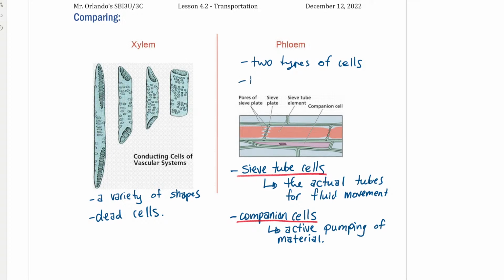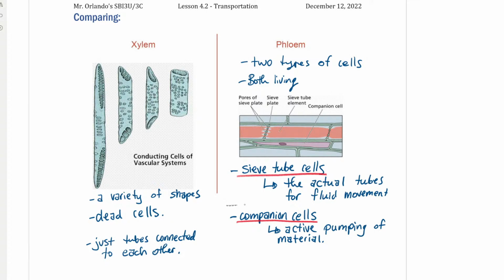But note, too, that these are both living, in contrast to the xylem, which are dead cells. These are essentially just tubes connected to each other, as compared to these, which are two types.